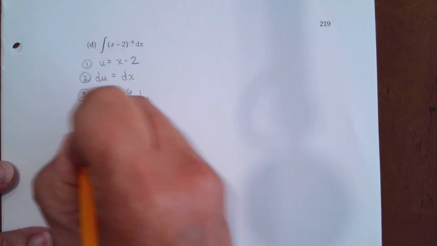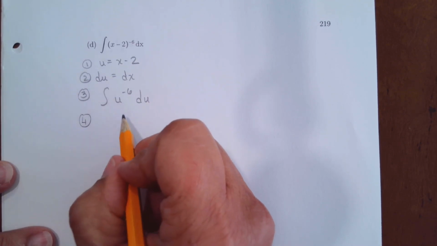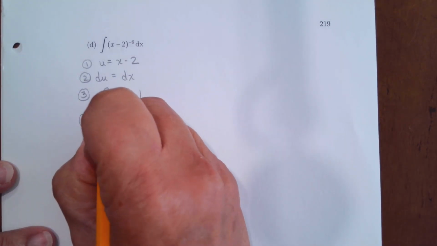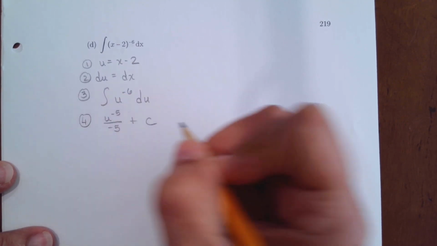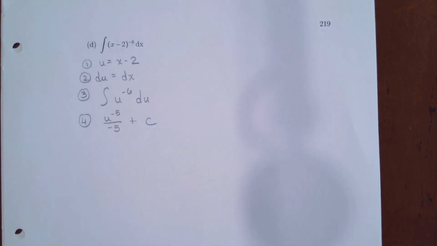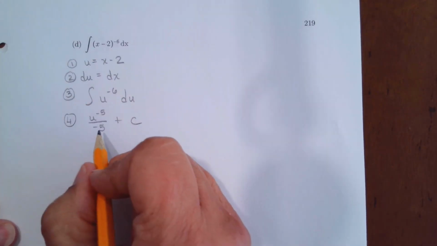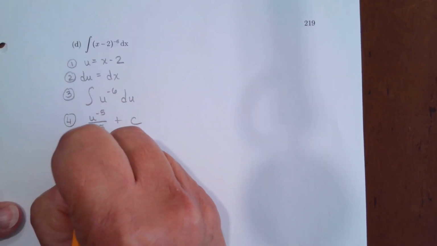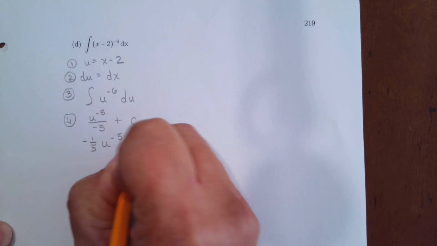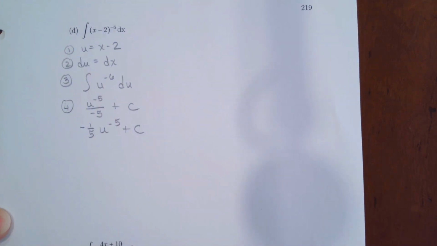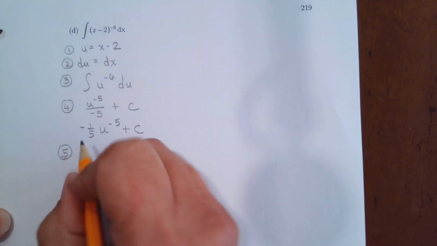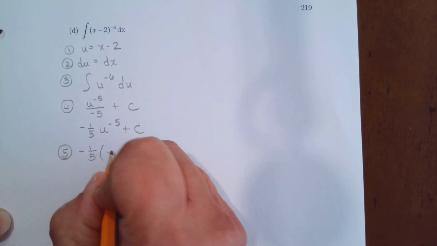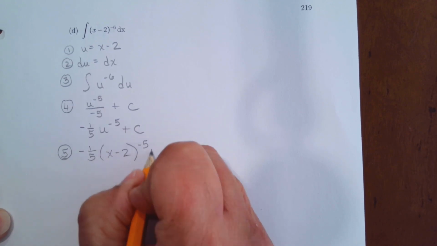All right, so now we're going to integrate. So add 1 and put it over that number. So if you add 1 to -6, you get -5. Put it over -5 plus c. Okay? All right. So we can kind of simplify that if you want. Bring the -1/5 out. U to the -5 plus c. Simplify it that way. And then substitute back in step 5. Put in what we let u be. So u is x minus 2 to the -5 plus c.